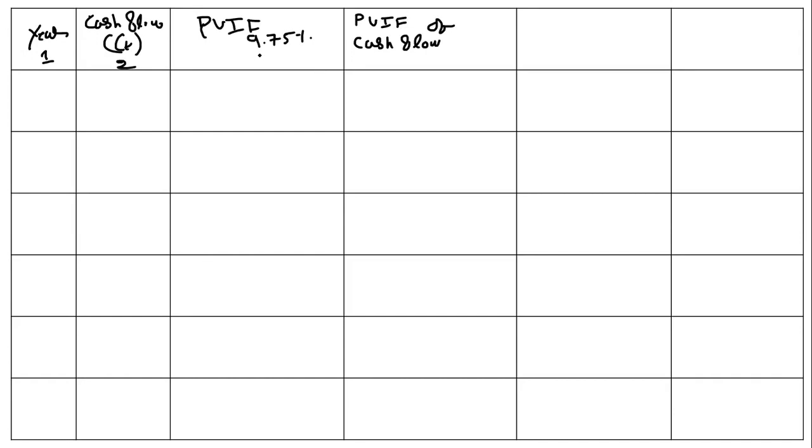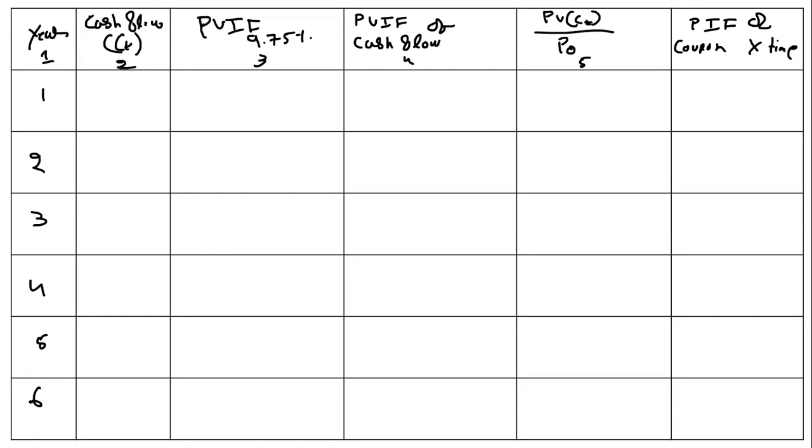Okay, so 3, 4, and here PV into CT, divided by P naught. This is column number 5, and PVIF of coupon into time. So we have total 6 years: 1, 2, 3, 4, 5, 6. I'll just add one more table below.